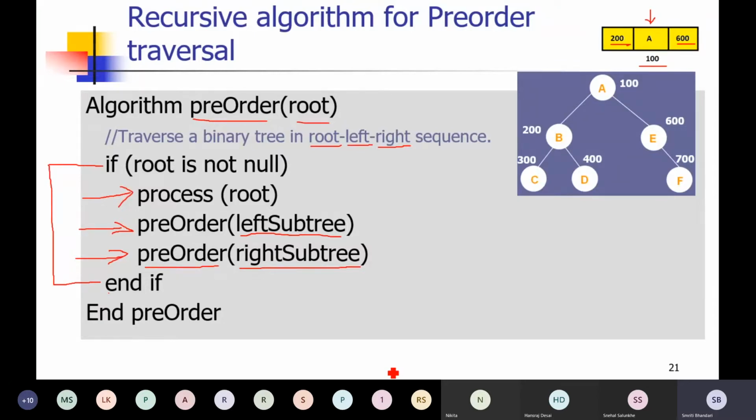Now, what next we are going to do is simulate the recursive calls for this pre-order traversal algorithm. We would like to traverse this tree in pre-order fashion. We have the recursive algorithm, so let us try to simulate the recursive calls for this pre-order traversal algorithm.